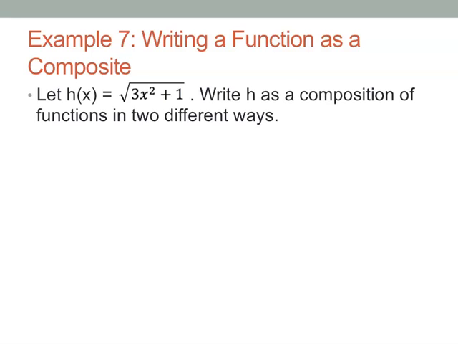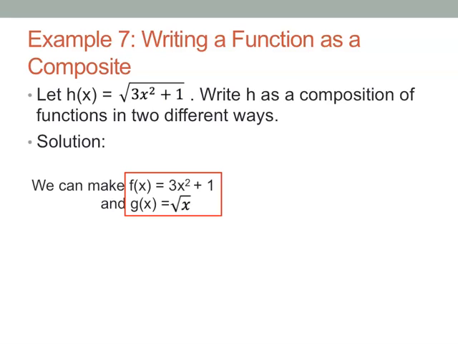For example, you can take what's inside the square root and make that our function f, our inner function, and then make g of x the outer function, which would just be the square root part. You can check to see if this works. g composed with f means I plug in f of x, which is the 3x squared plus 1, into g of x, which is the square root, which gives us the square root of 3x squared plus 1, which is that original function h of x. So that's one way to do it.